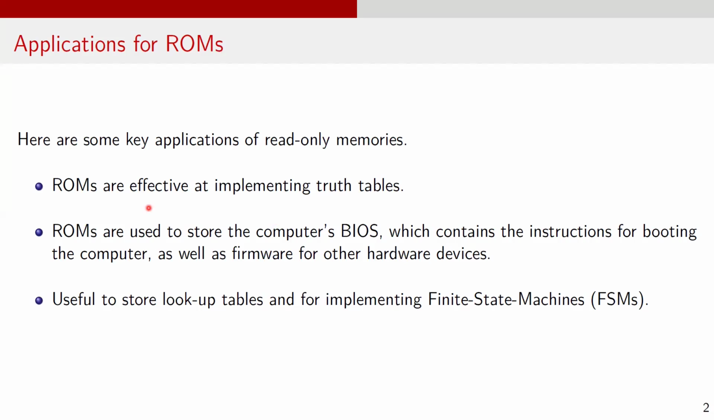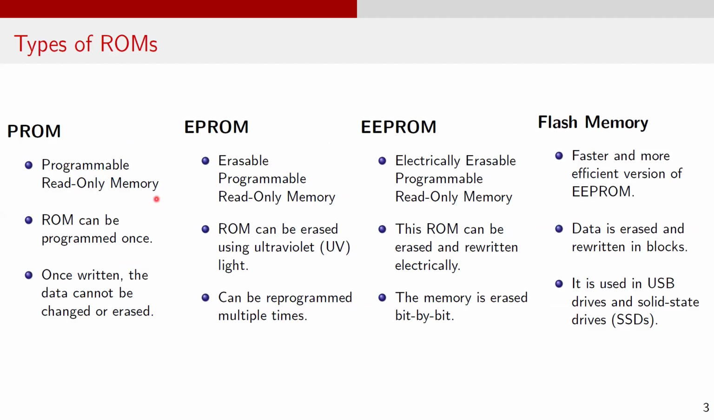Now let's look at different types of ROMs. There are several types of ROM, each designed for specific use cases. Here is a quick overview. PROM or programmable ROM. This can be programmed once using a special device but cannot be erased or rewritten. EPROM, that is erasable programmable ROM. These ROMs can be erased using UV light and can be reprogrammed multiple times. EEPROM, electrically erasable PROMs. These ROMs can be erased and rewritten electrically without requiring UV light, offering greater flexibility.